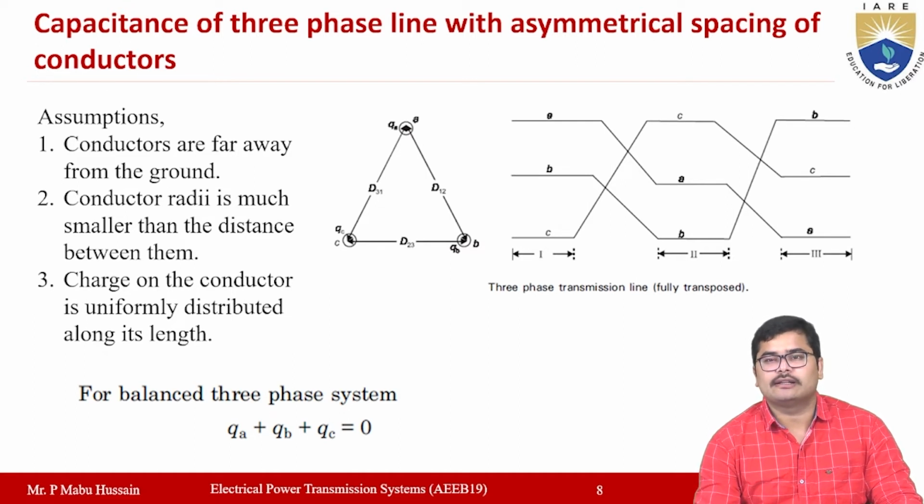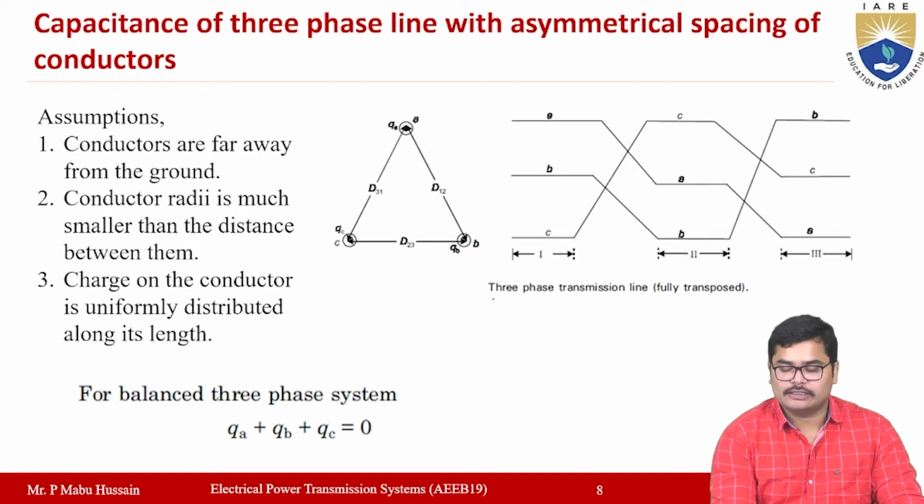In an unsymmetrical spacing of conductors, in the sense that if you observe the distance between any two conductors, it will not be the same. So if you derive the capacitance value for this transmission line system, you will get a different value in all the phases. When all the phases have different capacitance values, at the receiving end we will get unbalanced voltages or unbalanced currents. To overcome that, in an unsymmetrical transmission line, we always transpose the conductors at regular intervals.